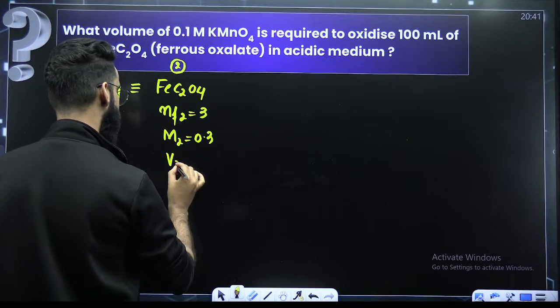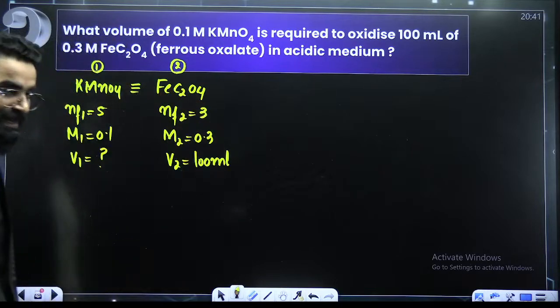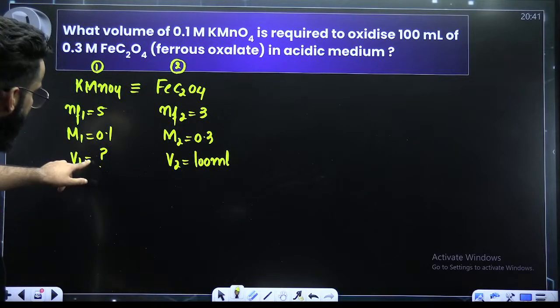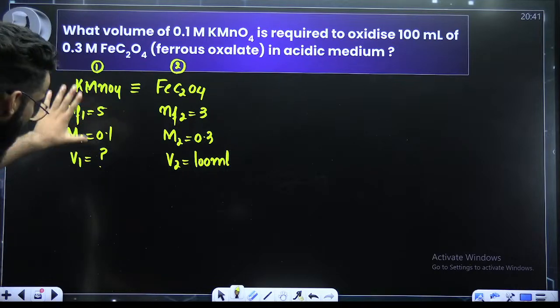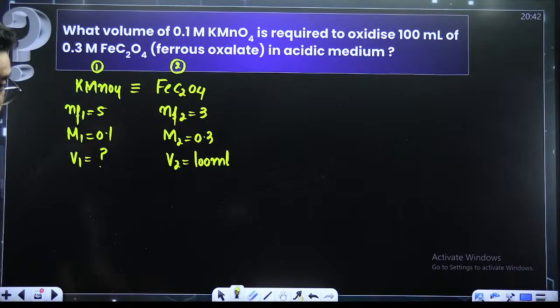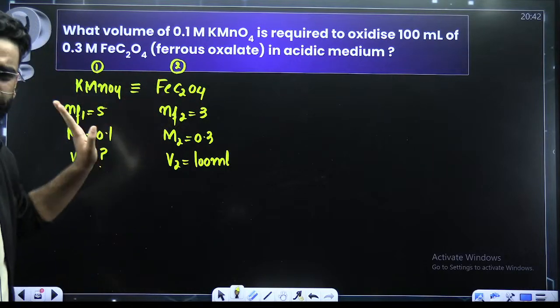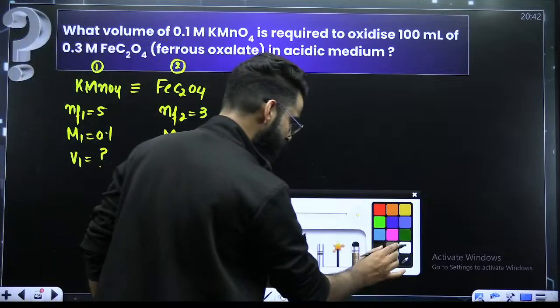100 ml of 0.3 molar ferrous oxalate in acidic medium. What volume of 0.1 molar KMnO4 is required to oxidize 100 ml of 0.3 molar ferrous oxalate in acidic medium? This is the question. So basically, these two are supposed to react.